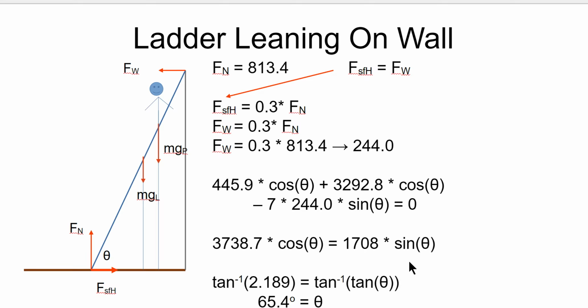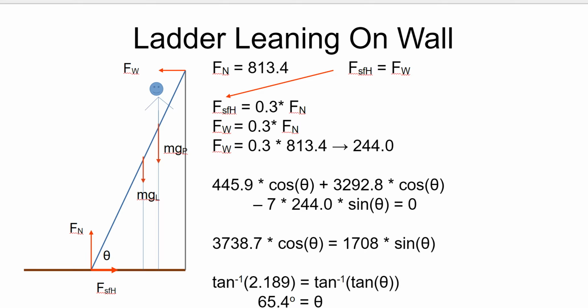2.189 equals tangent theta. How do I get theta out of the control of the tangent function? I apply inverse tangent to both sides of this equation. It's important to do it to both sides. So inverse tangent of 2.189 equals inverse tangent of tangent theta. This right side reduces just to theta, the answer I'm trying to find. And if you put your calculator into degree mode and do inverse tangent of 2.189, you find 65.4 degrees.